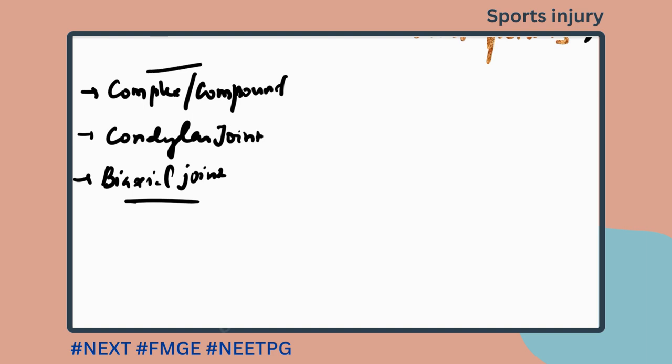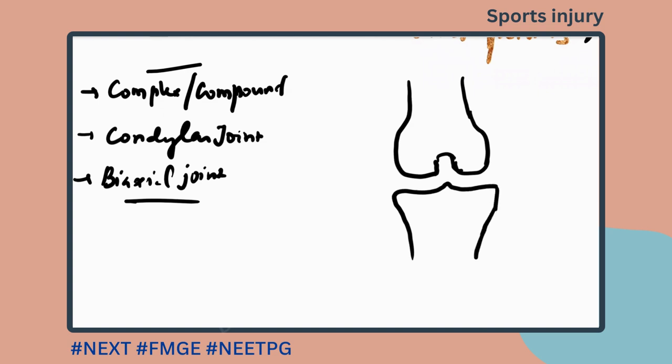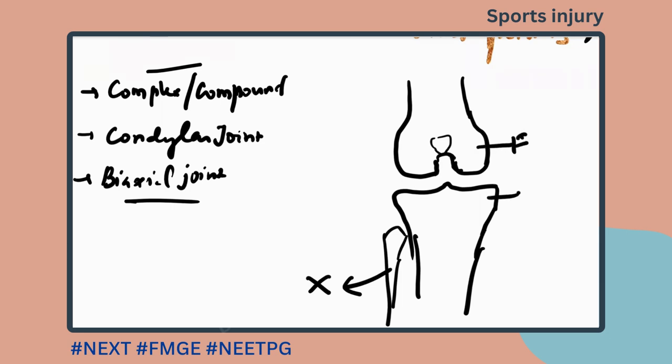I'm just drawing the diagram of the knee joint now. This is the distal femur, this is the proximal tibia, and this is the fibula here, and there is a bone here called the patella. The knee joint is formed by the femur, tibia, and patella. Fibula does not have any role in the knee joint. You should be very clear on this. Fibula is not a part of the knee joint. It is a separate bone. So the knee joint is formed by femur, tibia, and patella. These are the three bones which form the knee joint.